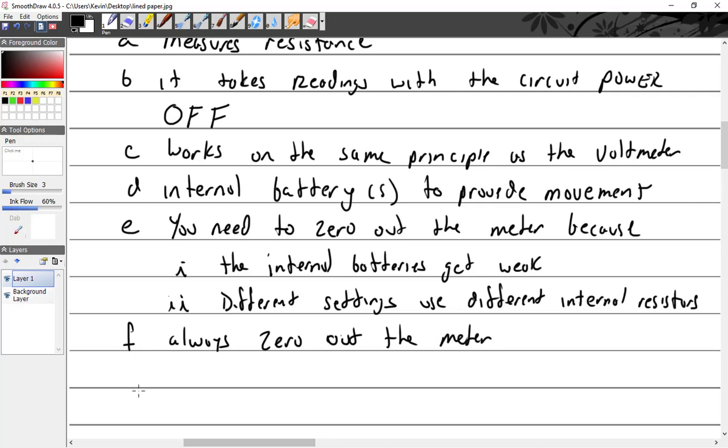Try to use the center two-thirds of the scale, because you'll notice if you actually look at the scale, especially on the left-hand side, it's all bunched up.